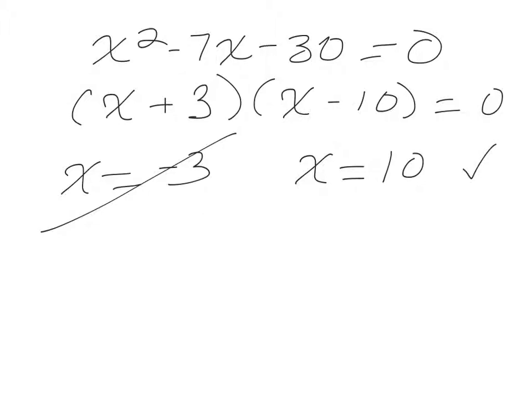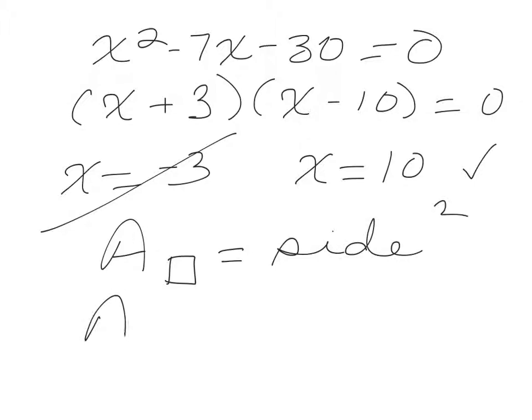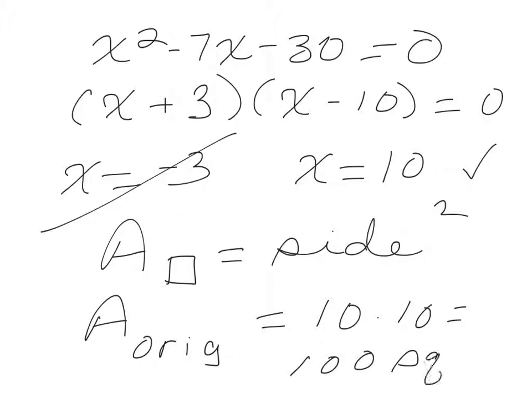square could be 10. But the question doesn't ask us for the side of the square. The question says find the area of the original rug. Well, the area of a square is just side squared. So in this case, the area of our original is 10 by 10, or 100 square feet.